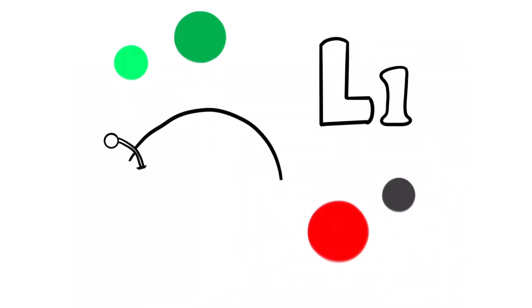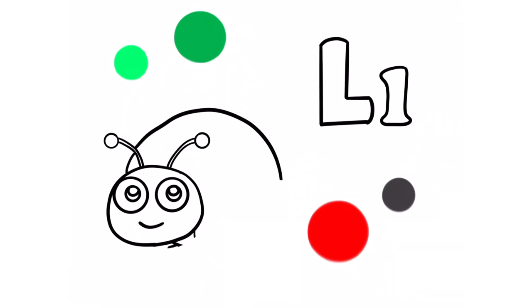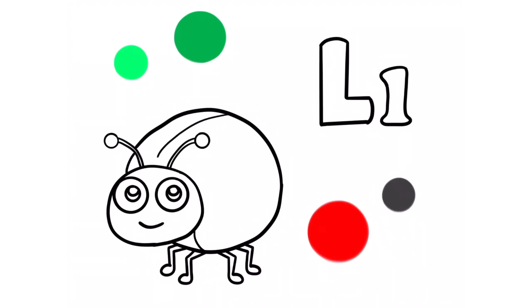Let's learn the letter L. Capital letter L. Lowercase L. Now let's draw a ladybug. Their bright color and spots scare off predators because it looks like they taste bad or may be poisonous. Isn't that interesting? I love to explore ladybugs when they sit and crawl on my hand.